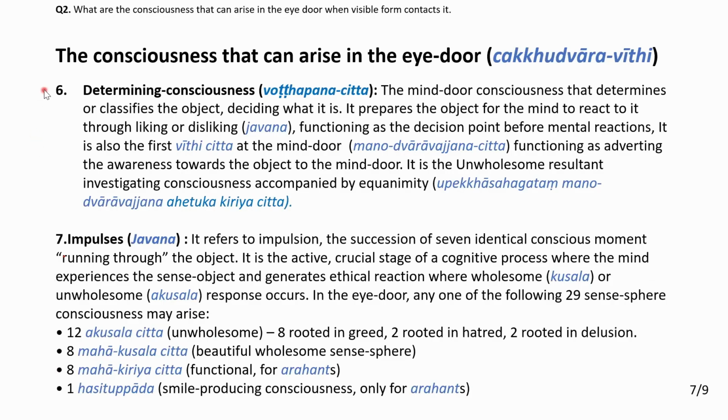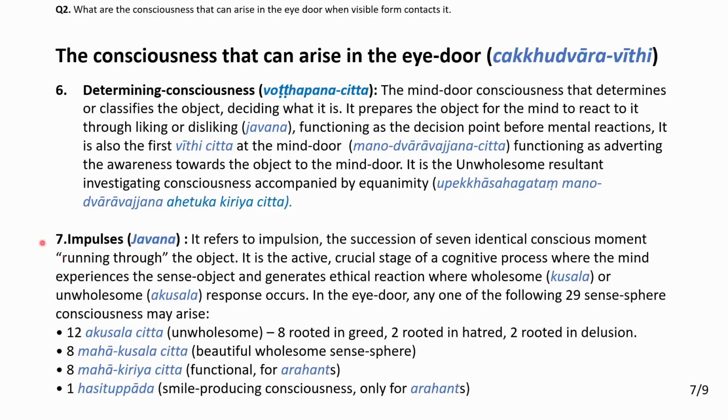Number 6, determining consciousness, Votthapana Citta, the mind or consciousness that determines or classifies the object, deciding what it is. It prepares the object for the mind to react to through liking or disliking, functioning as the decision point before mental reaction. It is also the first vithi citta at the mind door, functioning as adverting the awareness towards the object to the mind door. It is the unwholesome resultant investigating consciousness accompanied by equanimity.